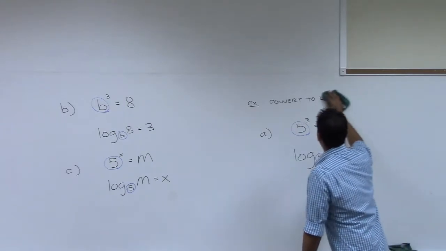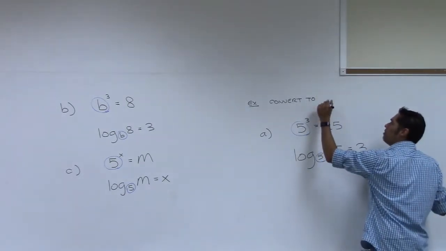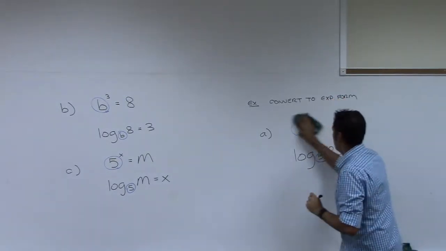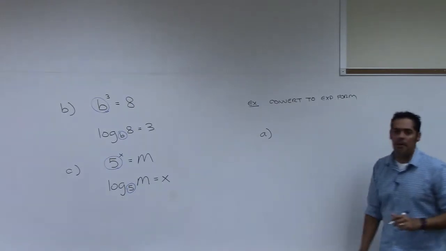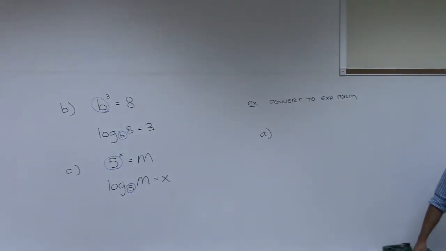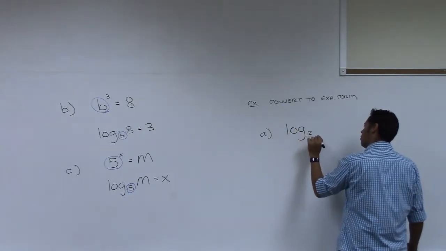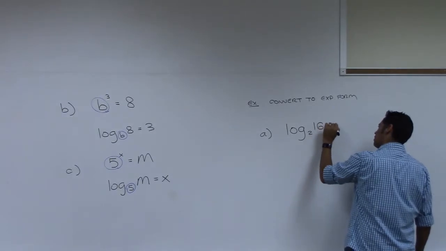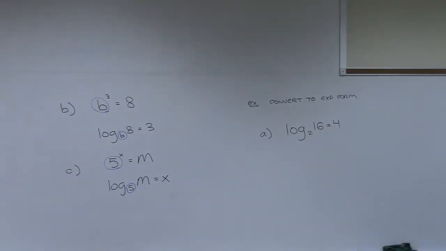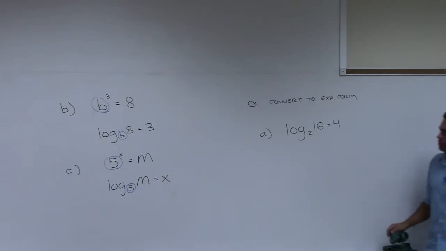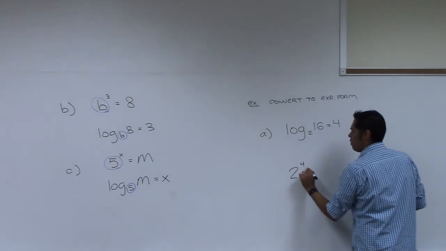All right, let's do the other way. Let's convert to exponential form. So this time I'm going to give you a logarithm, and you're going to convert it to the exponential form. Log base 2 of 16 equals 4. So what is the exponential form of this logarithm? 2 to the 4th equals 16.